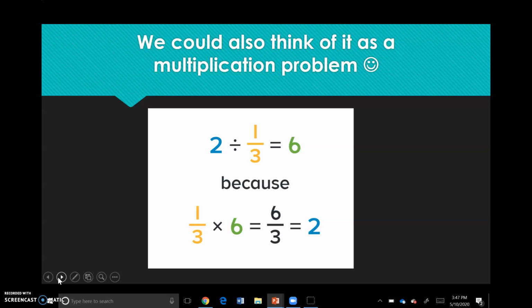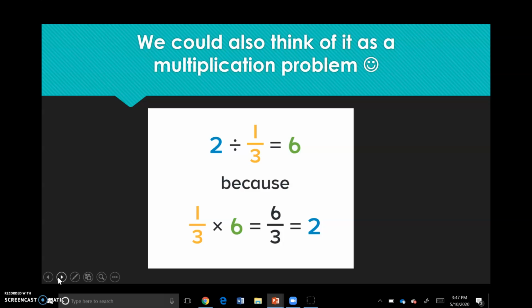We can use our knowledge from the previous weeks. We know that 1/3 times 6, we can put 6 over 1 as our improper fraction. If we multiply that across, we would get 6/3, which we know we could simplify to 2. So it's the complete opposite. So you can always check your answer to make sure you were right.